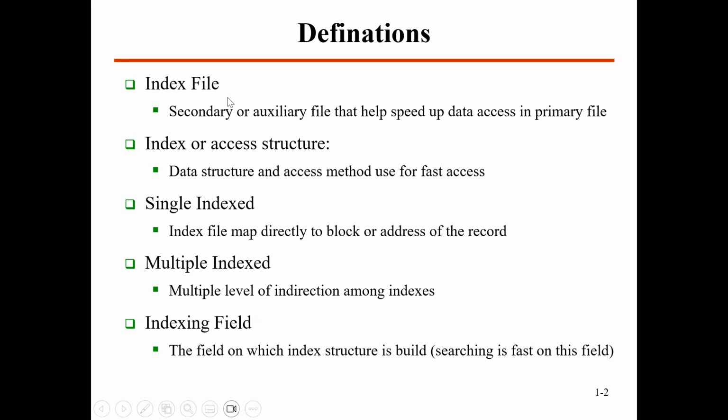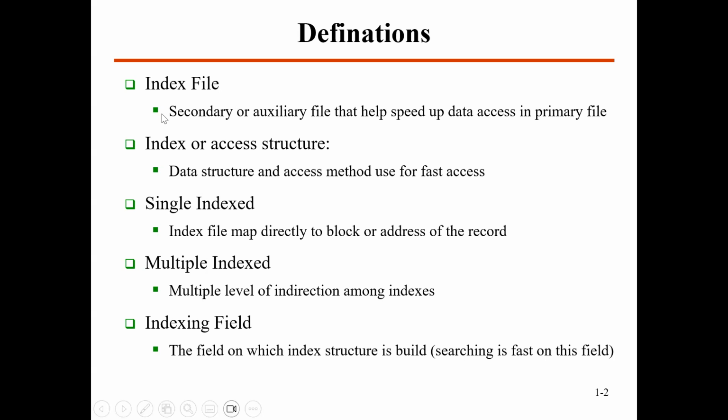Now, what is an index file? An index file is a secondary file. It is an extra file. It is an auxiliary file that helps to speed up the access of data in the primary file. Okay, so what do we mean by a secondary file? It's like you have a data file over which you create a second physical file, and this file is going to hold the index. That is why it is called a secondary file. The index file is created on the data file, which is the primary file.